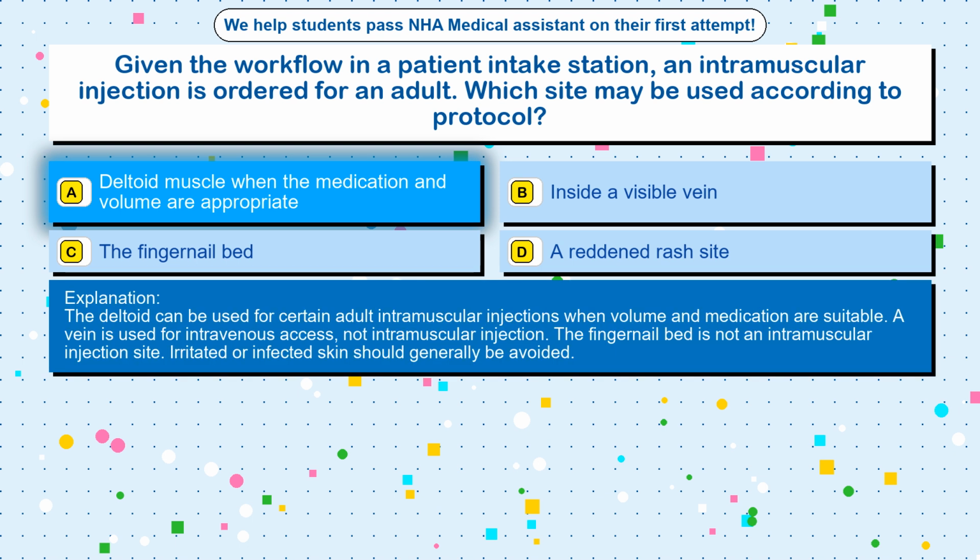The deltoid can be used for certain adult intramuscular injections when volume and medication are suitable. A vein is used for intravenous access, not intramuscular injection. The fingernail bed is not an intramuscular injection site. Irritated or infected skin should generally be avoided.